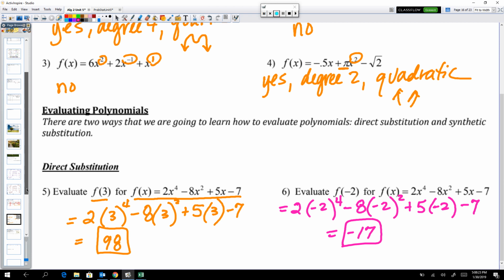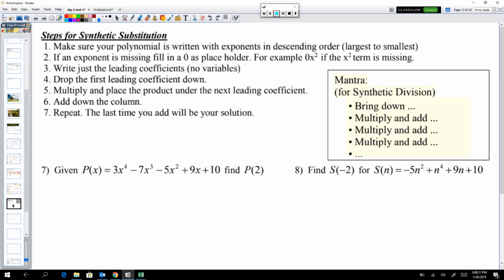Alright, so that was called direct substitution. Now I'm going to show you the second way that we could evaluate polynomials using synthetic substitution. Now I know 7 steps sounds like a lot, believe me, it will go much faster as we get into it, but let's just go through these 7 steps. So synthetic substitution is a way to do the same thing we just did, only with a quick and easy tool to break down the work for us.